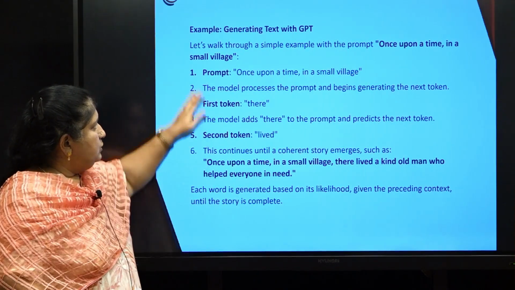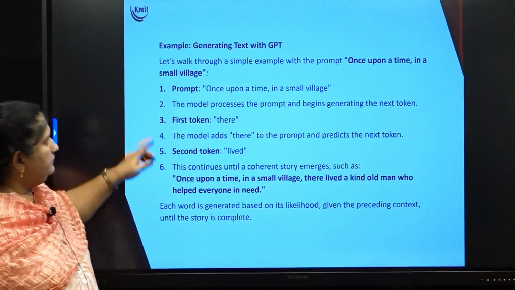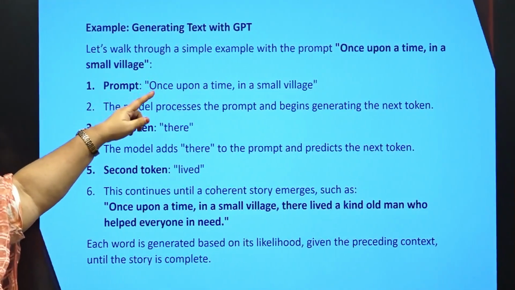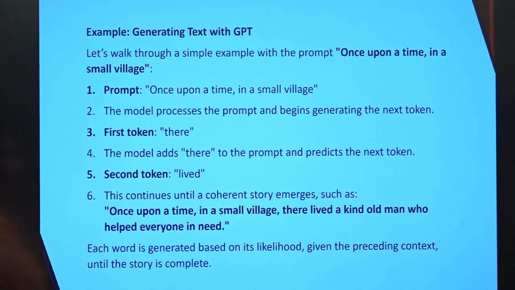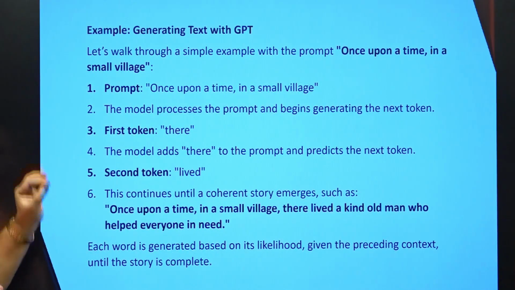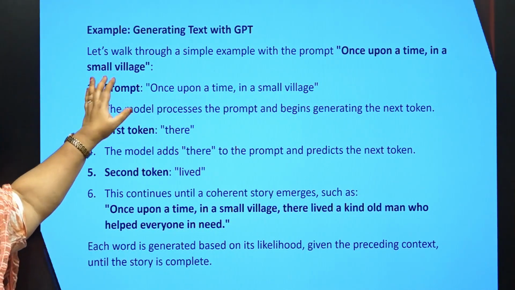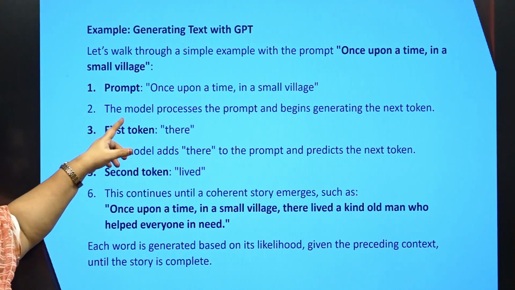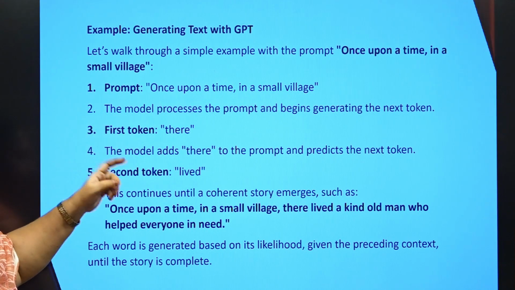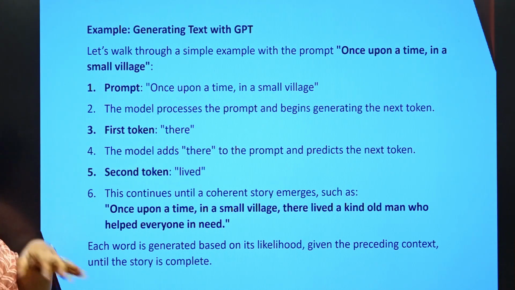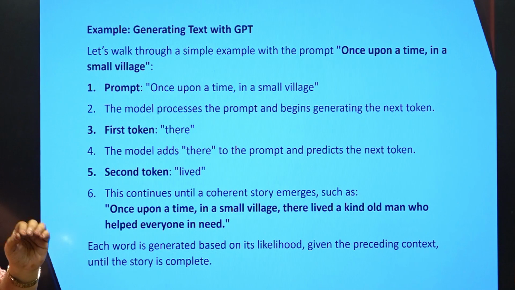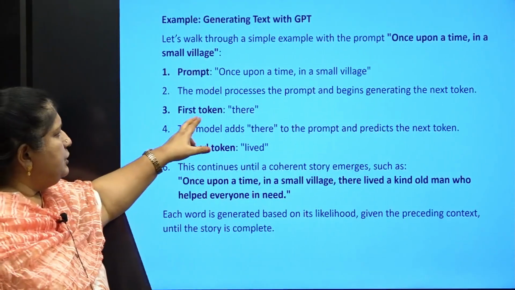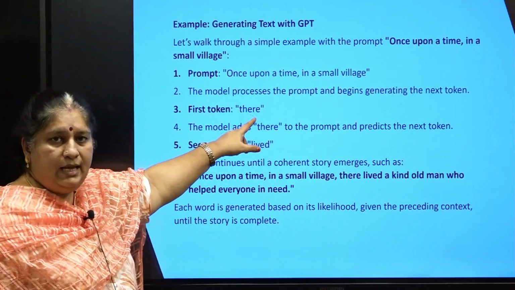Example generation, just quickly look at. Simple example with the prompt. What is the prompt we are trying to give? Once upon a time in a small village. This is the prompt I have given. So, the prompt is taken and the model processes the prompt and it understands that this is the beginning of a story. This is how generally the stories begin. It will try to generate the first token as there.